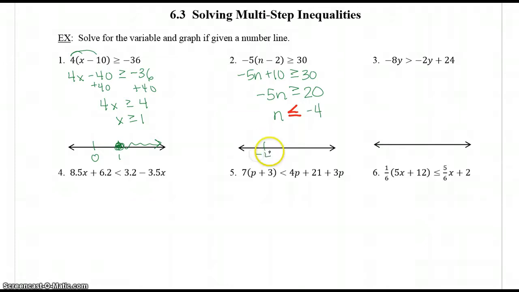If we put our numbers on the number line, again we have a closed circle, but this time we want the negative numbers. We want the numbers that are less than, so we shade to the left.